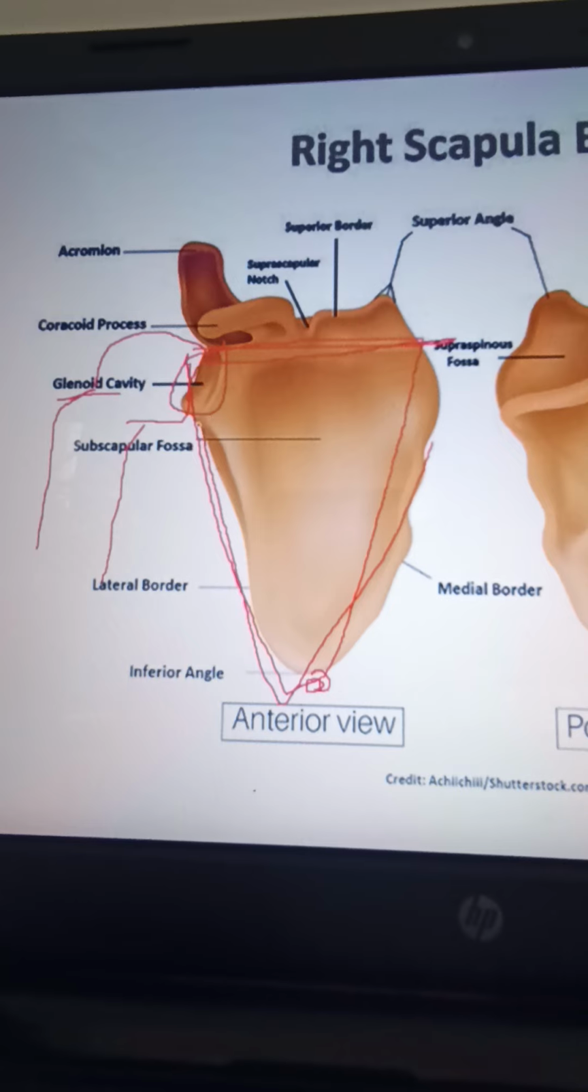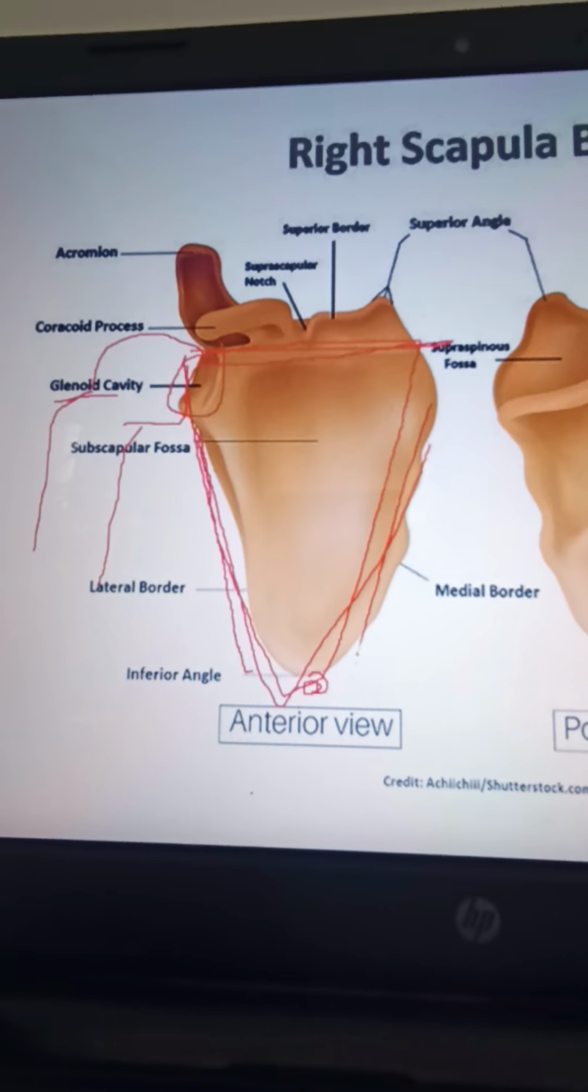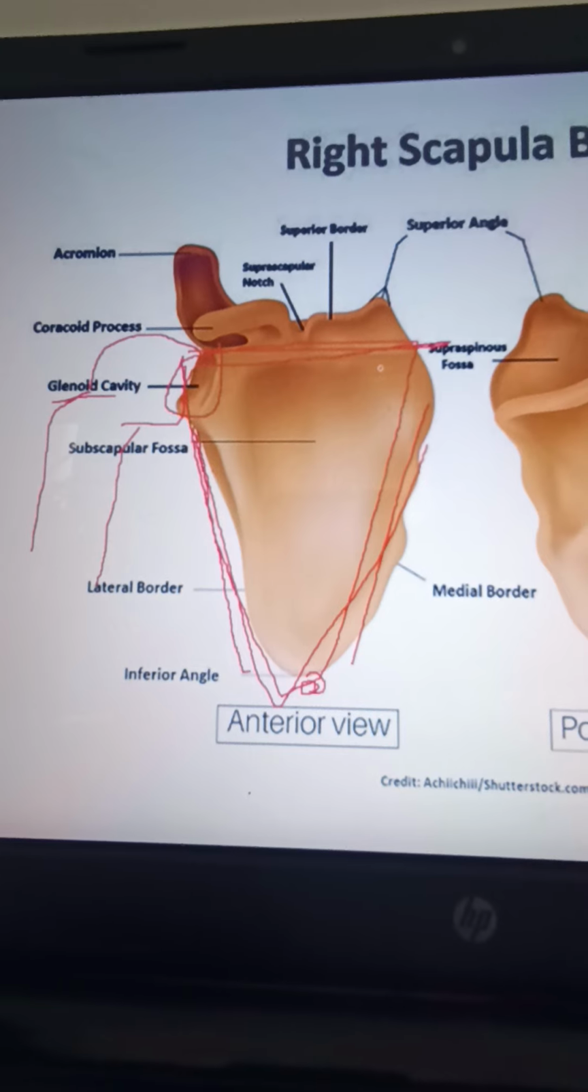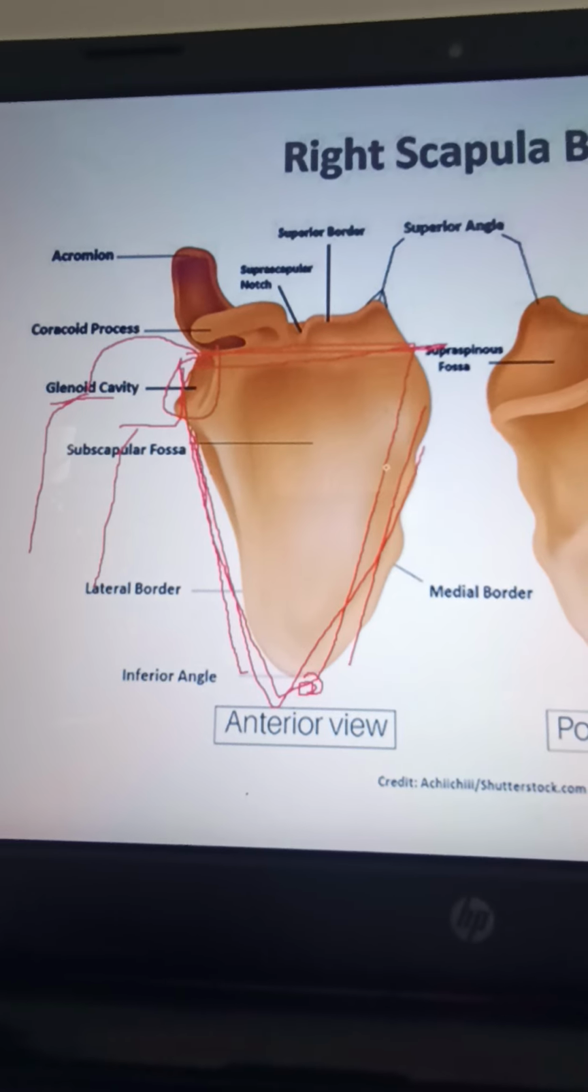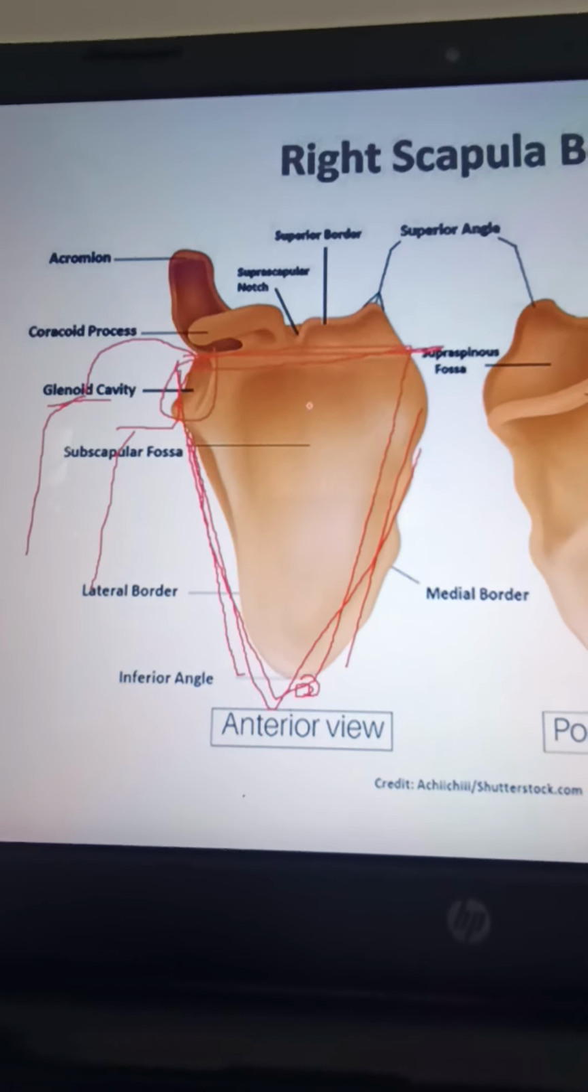If you track it down, you can see the lateral border also. So that's the lateral border. The other one is the medial border. So this is a very simple way to identify the surfaces and borders of the scapula. So let's see the surface.